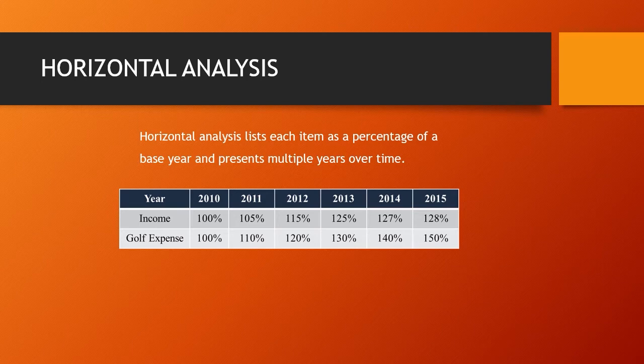And so that's their income. Okay, so that's nice. Then you have golf expense. Now look at this. Compared to 2010, their golf expense went up by 10% in 2011, and then 20% in 2012, 30% in 2013, 40% in 2014, and then 50% in 2015. So is that a problem? We don't know from this information, but it's worth looking at. Again, we need more information, but it can help.